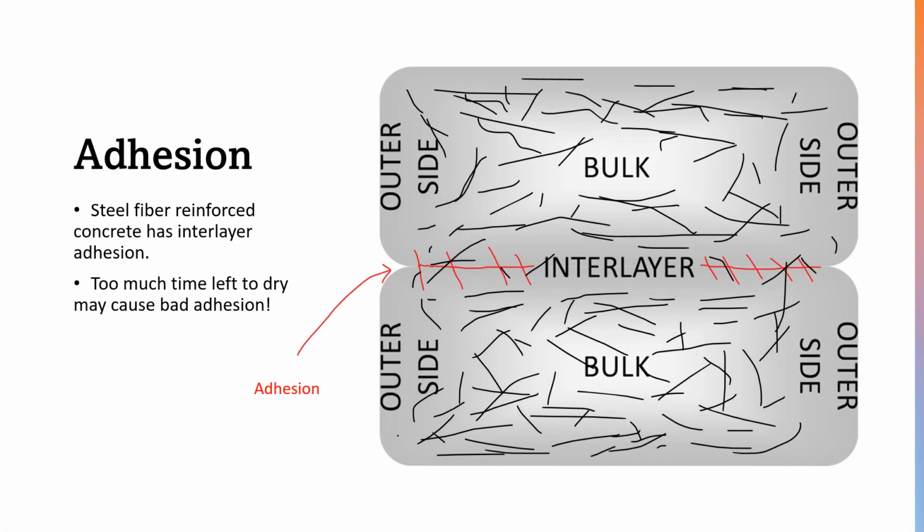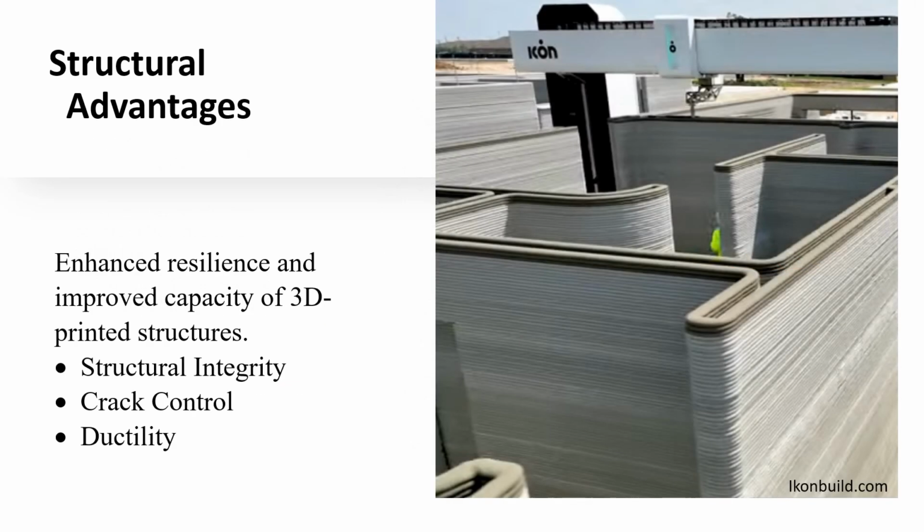Adhesion is very important in 3D printing. Steel fibers reinforced concrete has interlayer adhesion. Time left to dry may cause bad adhesion if left to dry too long. Steel fibers can enhance the capacity of 3D printed concrete structures in several ways.